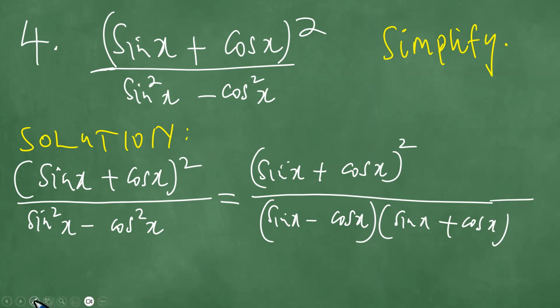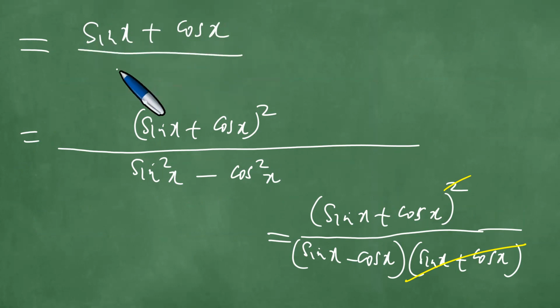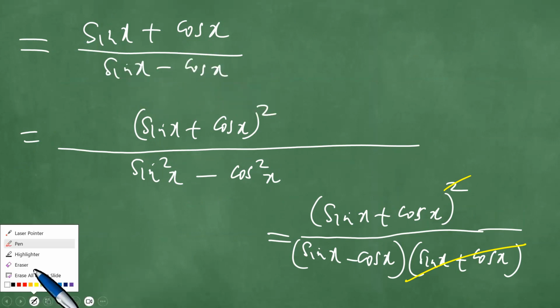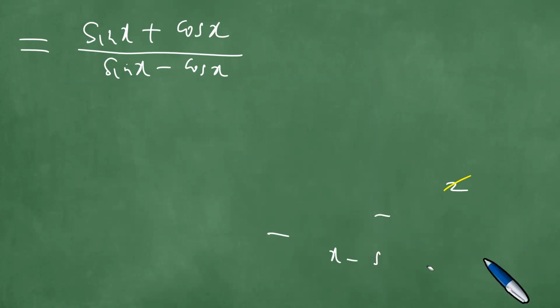Upon this, like you saw on the previous page, this cancels one of the factors, so that sine x plus cosine x is going to cancel one of the two factors, giving us sine x plus cosine x in the numerator, and that is going to become exactly sine x plus cosine x divided by sine x minus cosine x. I think that this is a much smarter solution, and so you can have fewer steps that are very important for us to consider.